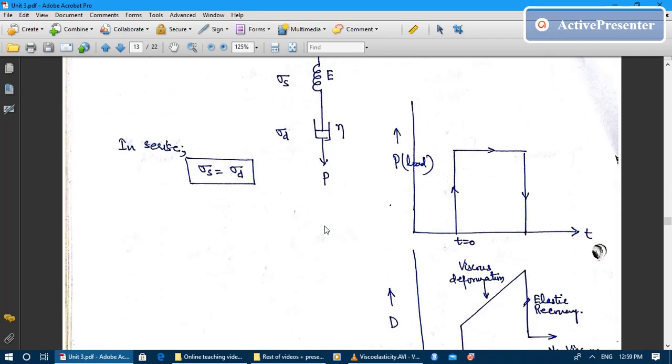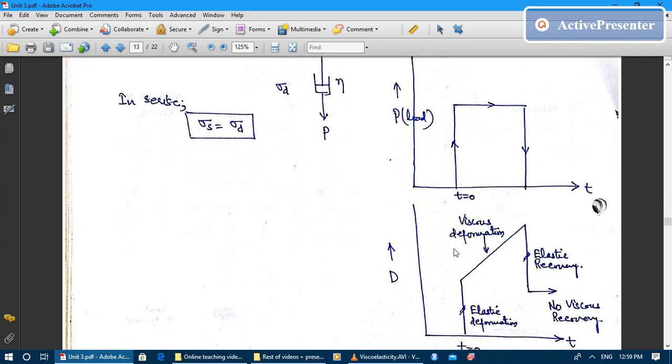Now let us plot the deformation versus time plot for this Maxwell model. Let's say at time t equal to 0, I apply my load P, and within no time the load is increased from 0 to the value P. Then it is retained for a certain duration of time t. Then after time t it is removed. So once the load is removed, it will come back to the x-axis or the 0 value.